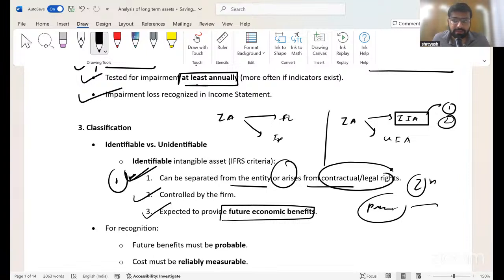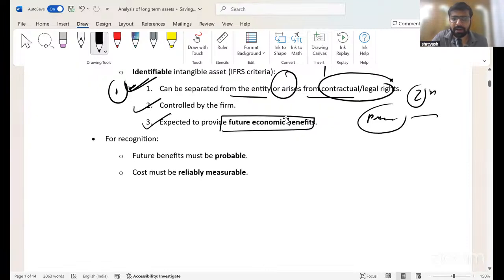So, sir, for an asset to be identifiable, three criteria have to be met. First criteria is it can be separated from the firm. How do you identify that separated from the firm criteria or entity criteria? You can sell it separately, like a patent or something like that, or it arises from a contractual or legal right, franchising. Second criteria is it should be controlled by the firm. That means it should be owned in the name of the firm. And third criteria is that the future economic benefit should flow to the firm from that asset. When all these three criteria are met, the asset becomes an identifiable intangible asset.